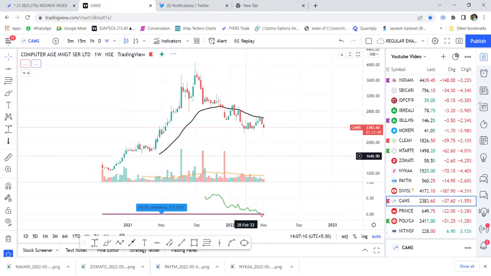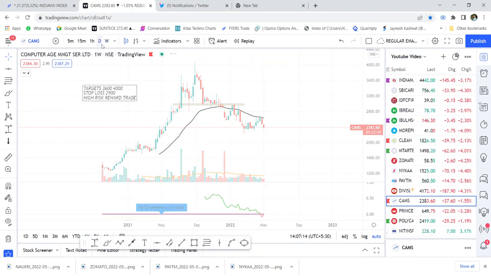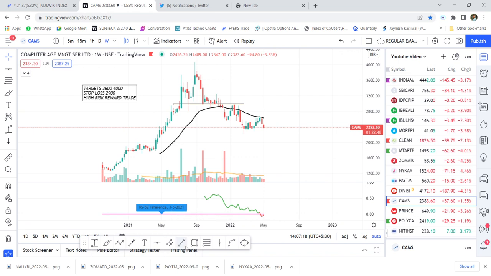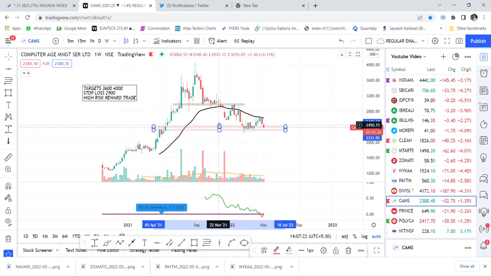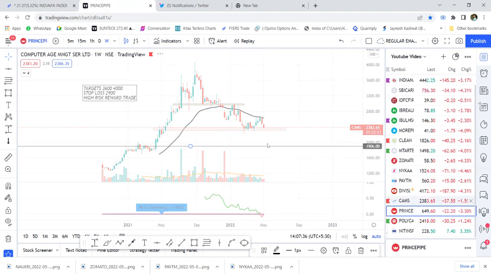The next stock is CAMS. Now most of the people had high expectations from CAMS. In this particular script, I expect the stock to take support as of now on this area. If the stock breaks down from this area, then you can expect the levels of around 1900 or so in CAMS. So this is one stock that you have to keep in track, and if you are already holding, exit below 2350 rupees or so.